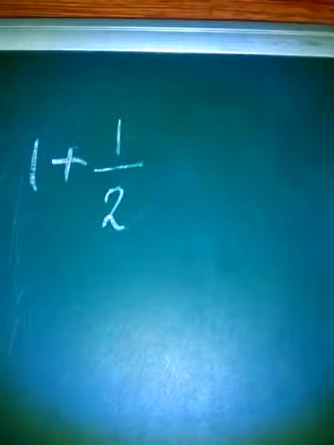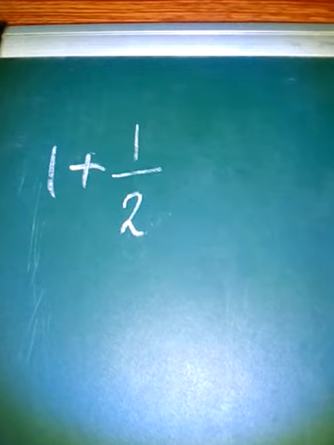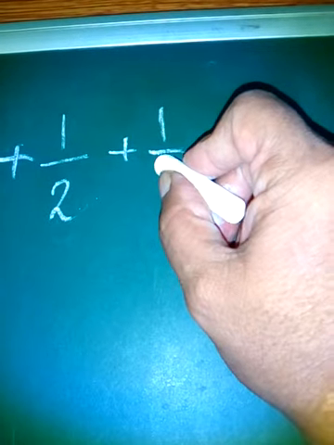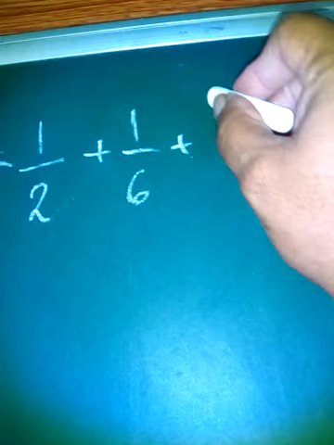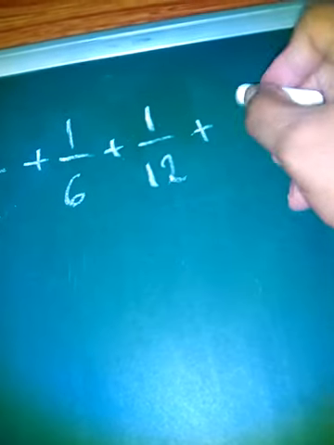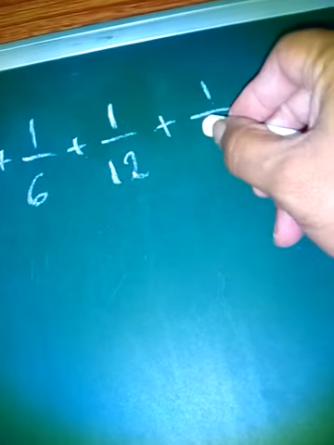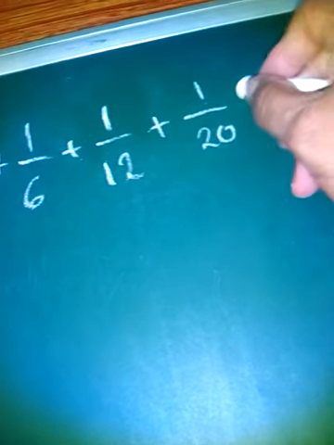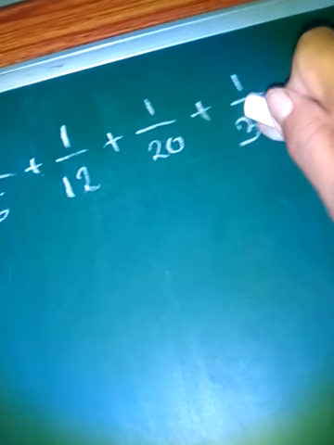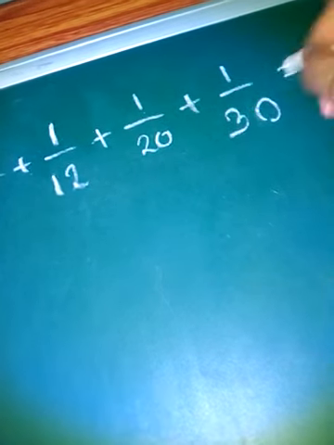ॲडिशन ऑफ फ्रॅक्शन्स. 1 प्लस 1/2 प्लस 1/6 प्लस 1/12 प्लस 1/20 प्लस 1/30 is equal to what? So this is the question.